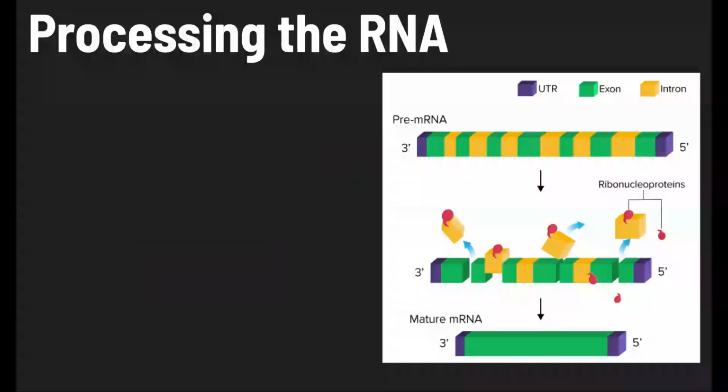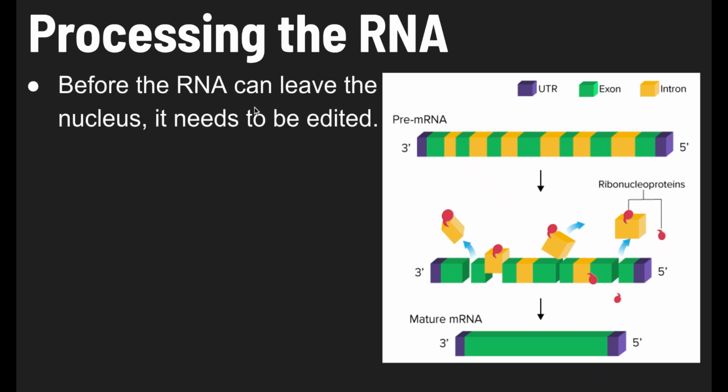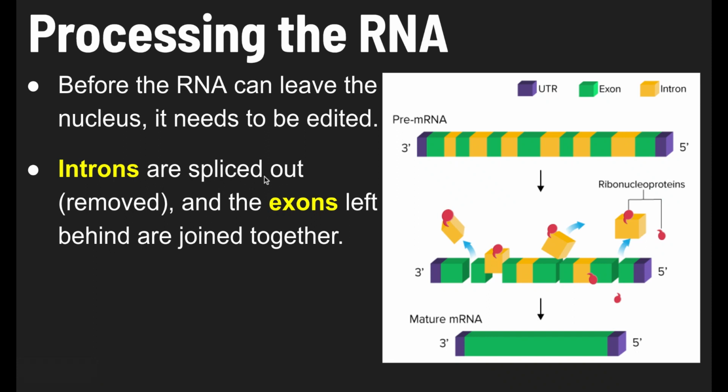Now, that's not quite the end of this process. After you've produced this complementary strand of RNA, it has to be processed. Before that strand of RNA that we just built can leave the nucleus, it has to be edited. Introns are going to be spliced out. I use the word spliced out to give you an idea of cutting it out and removing it. So introns have to be spliced out, and the exons that are left behind are going to be joined together.